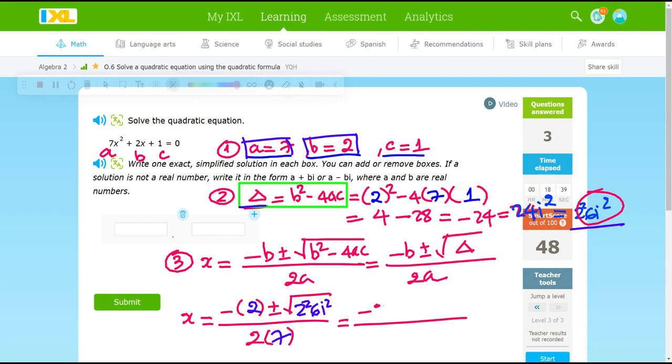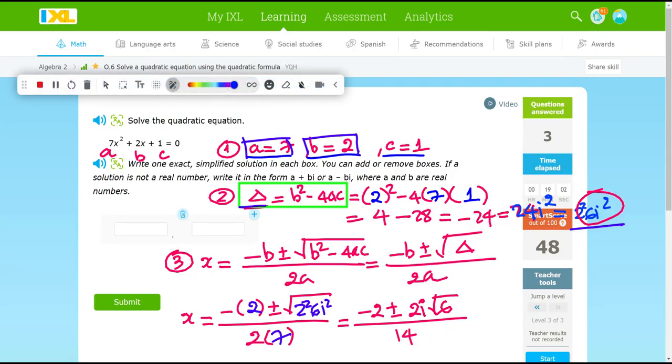So negative 2 on top, plus minus 2 squared inside the square root, I will move it outside, that's number 2. I squared inside the square root, I move outside, that's i. So the only thing that we cannot simplify, that's a number 6 inside the square root. Okay? On the bottom, I got 14. Now, I just simplify one more time.